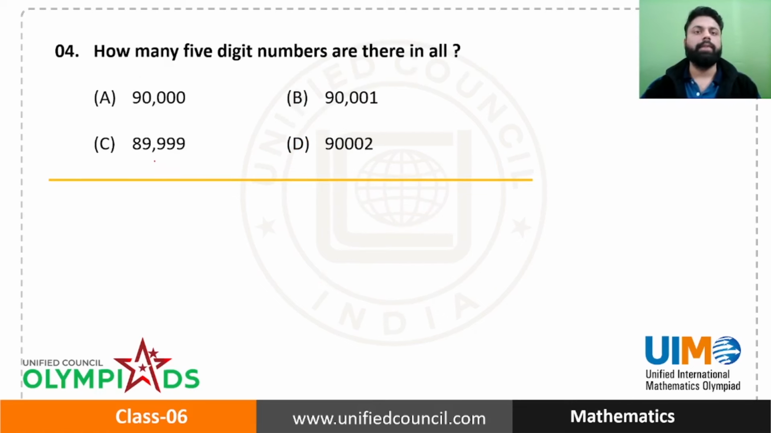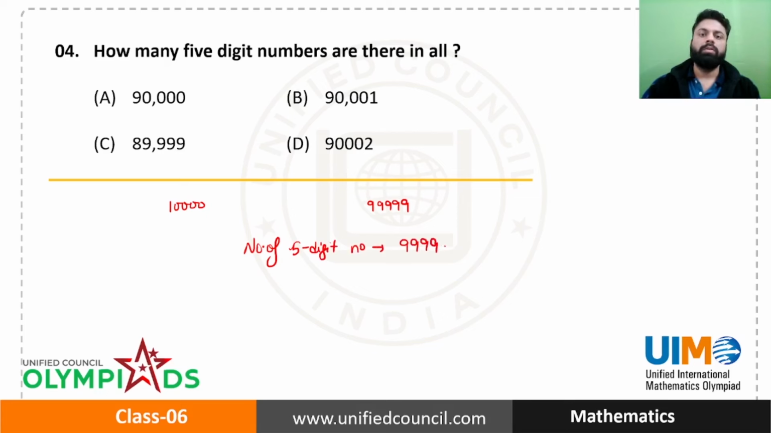Next one, how many 5-digit numbers are there in all? So see, the smallest 5-digit number is 10,000. The greatest 5-digit number is 99,999. Now, the number of 5-digit numbers is equal to 99,999 minus 10,000 plus 1. So this is 89,999 plus 1, that is equal to 90,000.